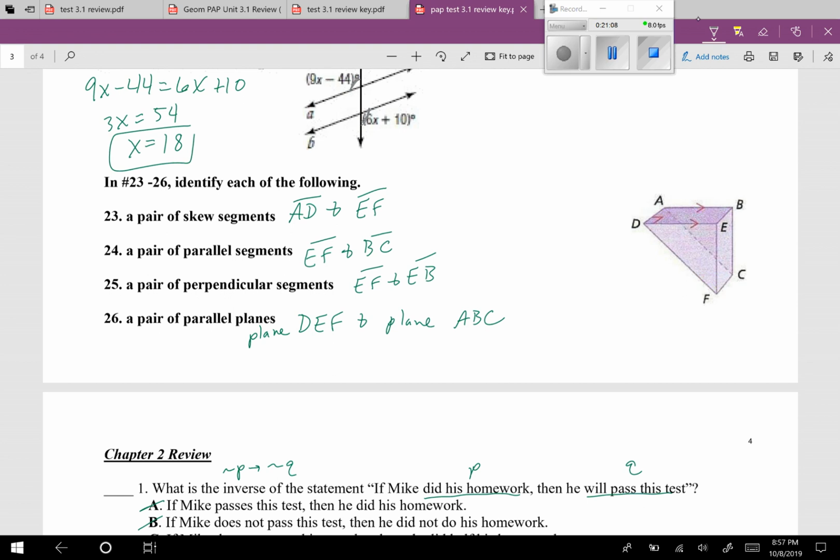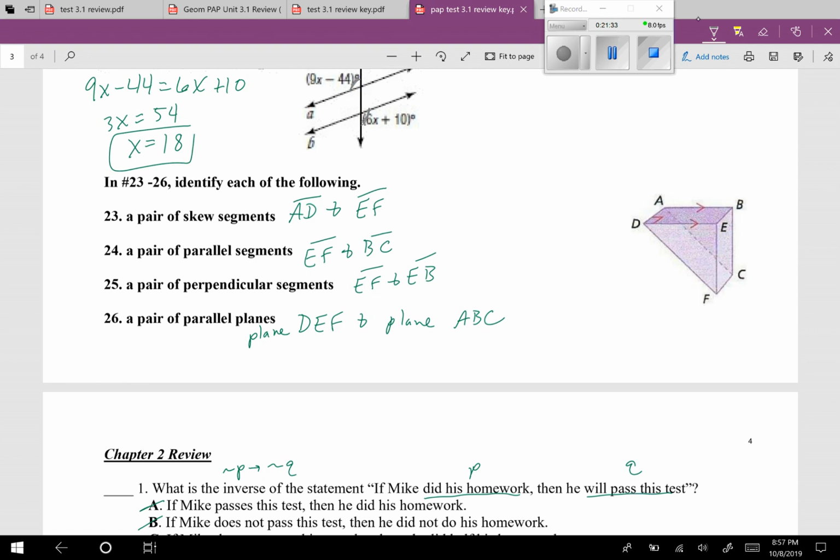Okay, 23. Find a pair of skew segments. Okay, skew means that they're not parallel and they're not intersecting, and they're not perpendicular. So here's AD, and then I chose EF. So they're on different planes, they're separate, and then they're running in different directions, and they'll never ever cross.